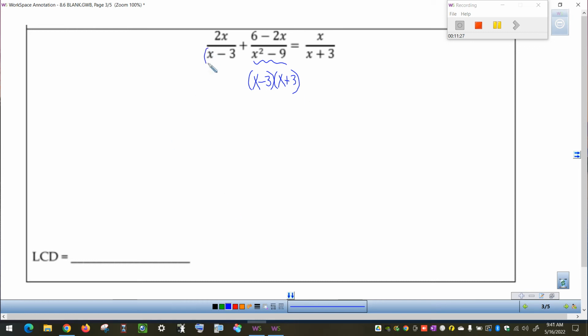If we put some parentheses around the other denominators that were already there, notice that we have some things in common. So our least common denominator has to have an x minus 3 in it to get that part canceled. And then it also needs to have an x plus 3 in it. So we just want to have every different factor represented so that it's enough to cancel everything in every denominator.